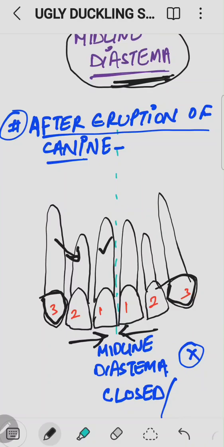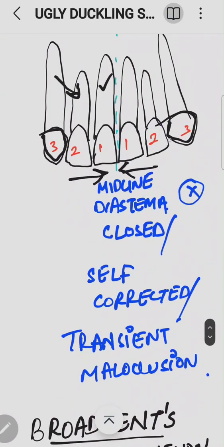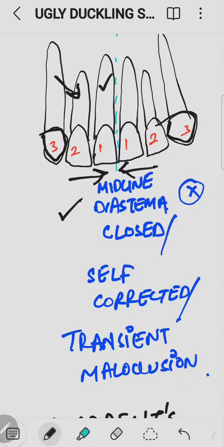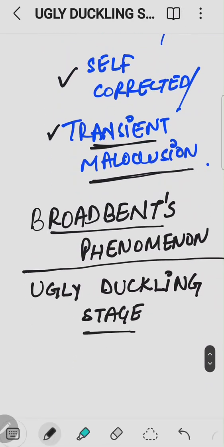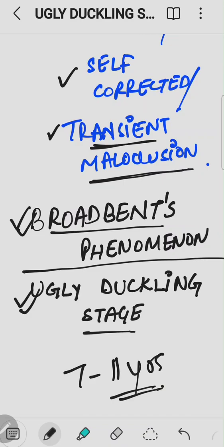Since this is a kind of malocclusion which corrects itself on its own, it is also called a self-correcting malocclusion. This is also called the midline diastema, self-correcting malocclusion, and transient malocclusion. The whole phenomenon which we have studied in this video is called the Broadbent's phenomenon, or the ugly duckling stage. This occurs between 7 to 11 years of age, because this is the time during which the canines erupt into the oral cavity. A few references describe this to be between 8 and 9 years of age.